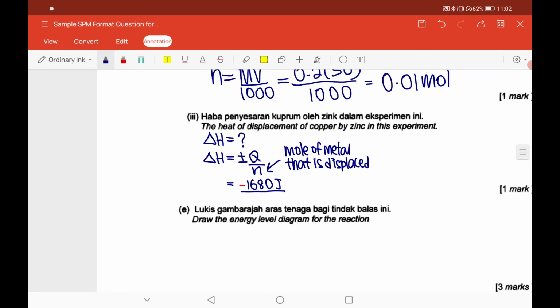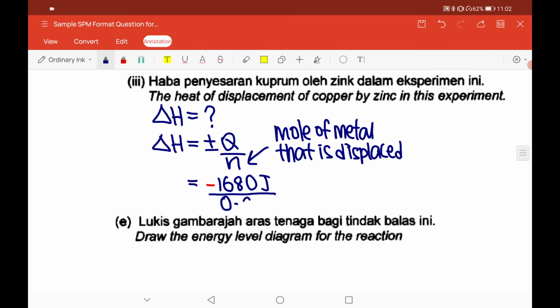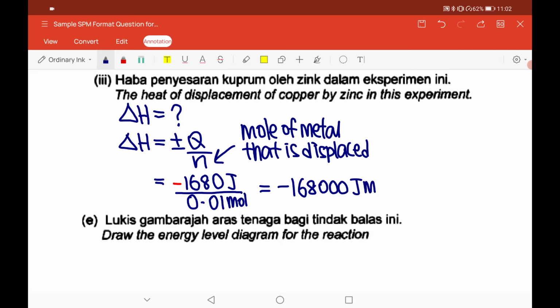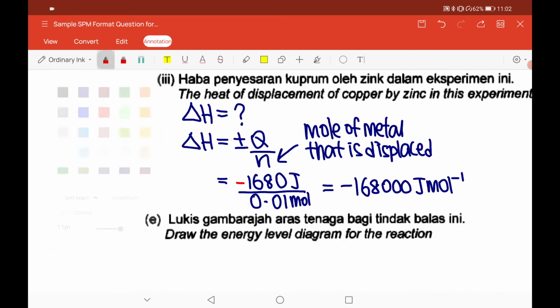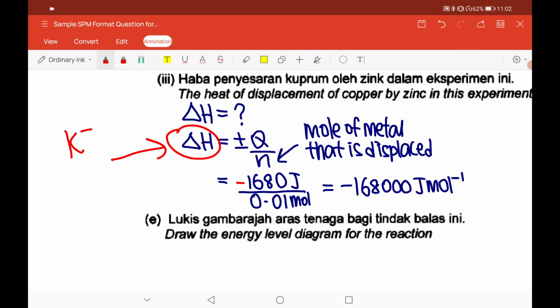So 0.01 mole. Now we just key the whole thing into the calculator. We will get minus 168,000. Don't forget the unit. This is joule, this is mole, so we get joule per mole. But this is not the final answer, because as I said just now, the final unit for delta H must be kilojoule per mole.